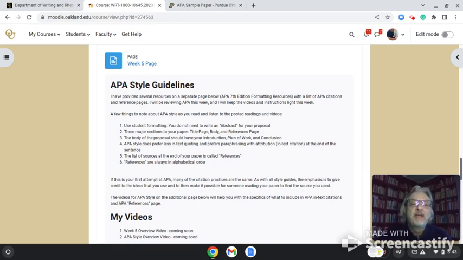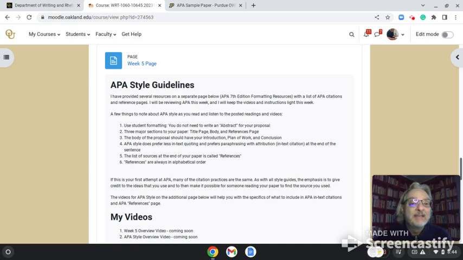Number 4, APA style does prefer less in-text quoting. It prefers paraphrasing with attribution, an in-text citation at the end of the sentence. So rather than feeling like you have to quote from every single one of your resources, you could be talking about an overall theory that the author or authors are using. So you would just make sure that you have attribution to that according to the authors' last names, right, and the year. And then paraphrase what they say.